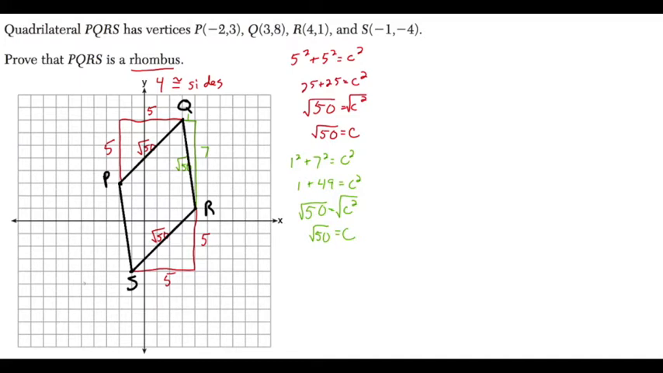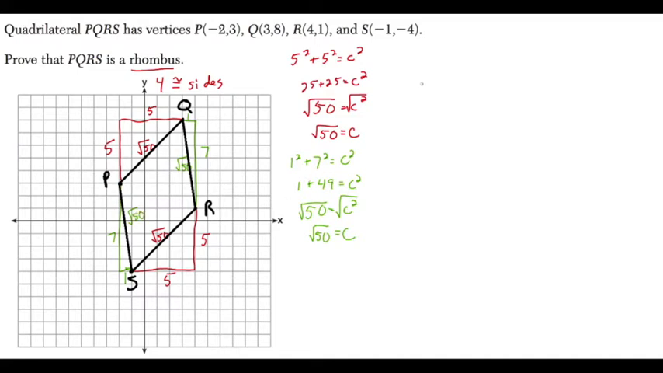The same thing ends up happening when you find the length of PS. Go from P to S, you go down 7, you go over 1. So again, you're using 7 and 1 squared equals c squared, and you end up with c equals the square root of 50.